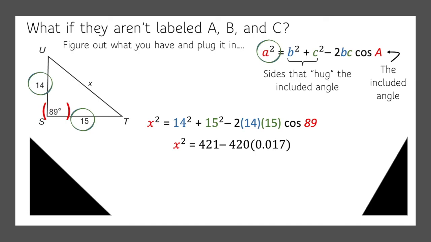So 14 squared plus 15 squared, that's 421. And then we subtract 420 times the cosine of 89, which is 0.017. So x squared equals 413.86. Take the square root of both sides, and x equals 20.3.